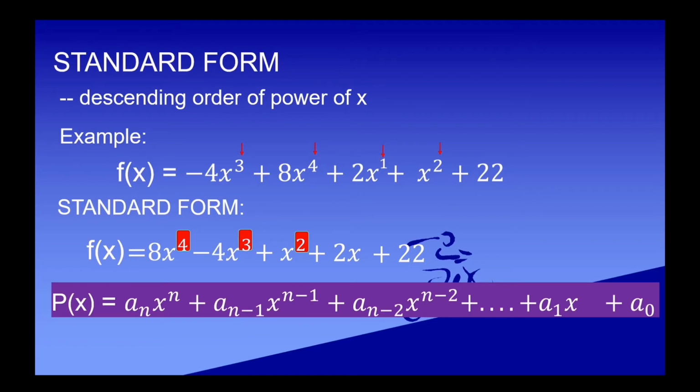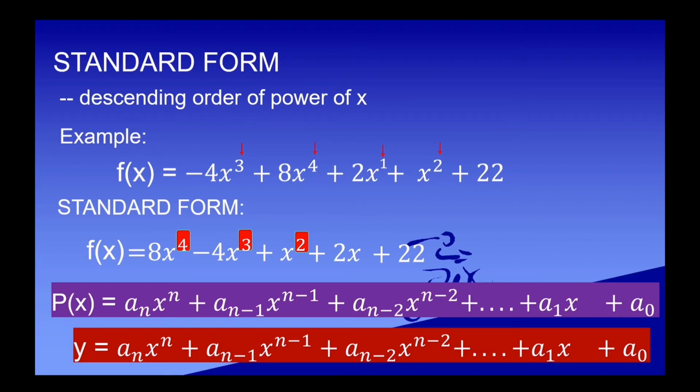Other than f(x), polynomial functions can be written in different ways, like P(x). P(x) is equal to the sum of all terms, and the other is y, which is also equal to the sum of all terms. We're using here y as a function of x, so we know y is equal to f(x). It shows different notations but the same function of x.